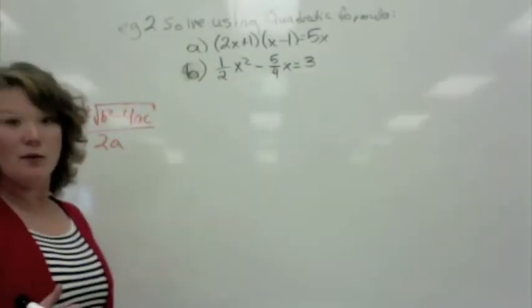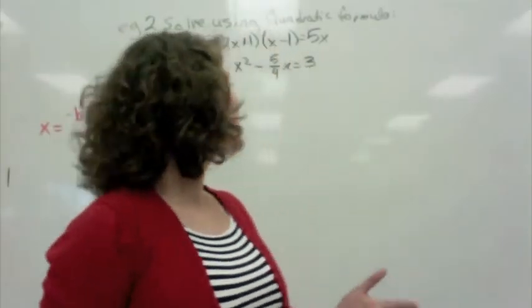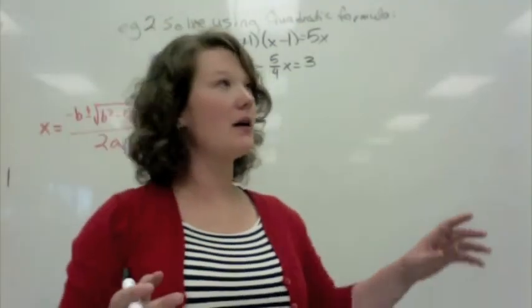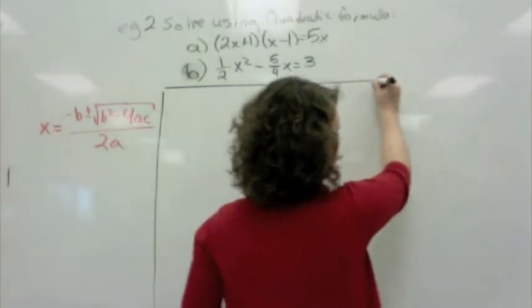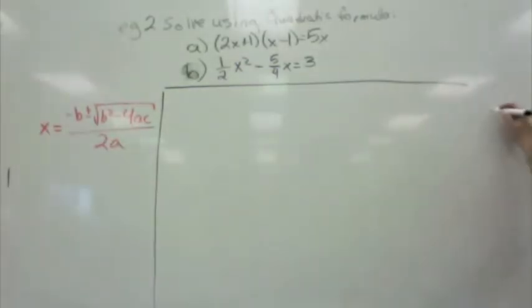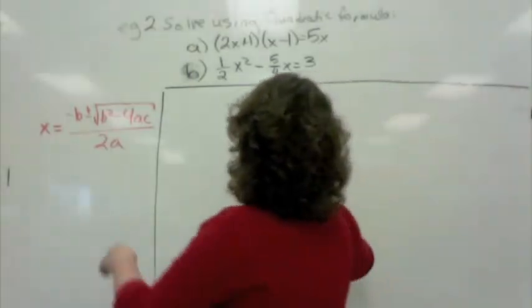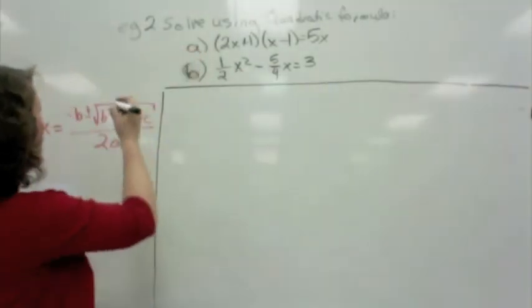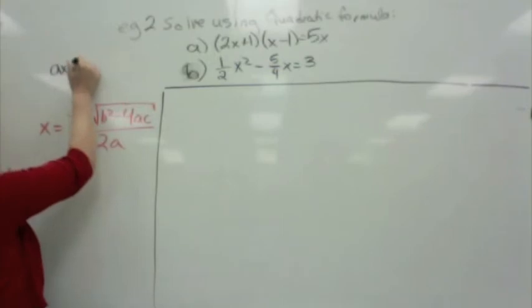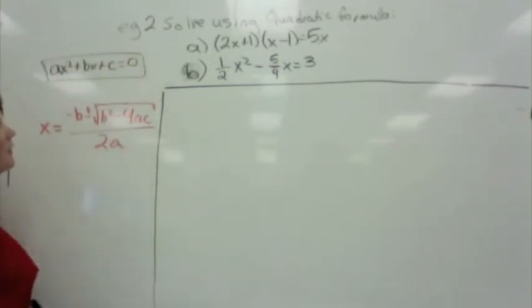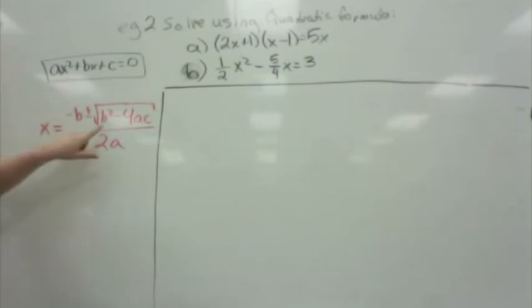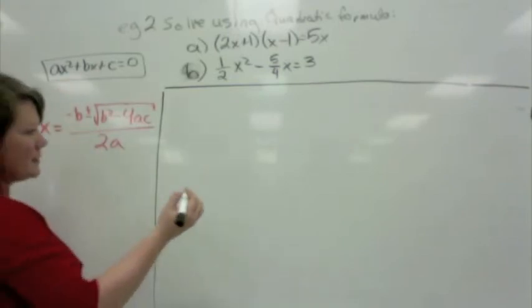All right, so what we want to do, for A anyways, is get this into a format that is like our ax squared plus bx plus c equals 0 kind of thing, okay? Because we need to match up the a's and the b's and the c's.